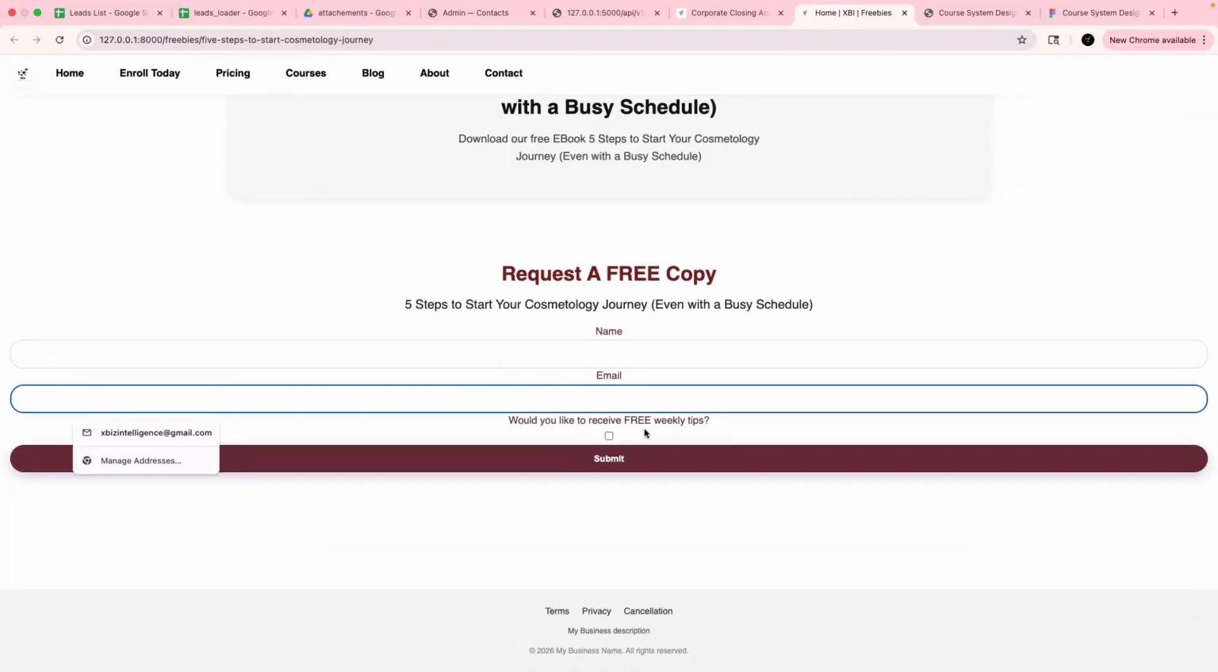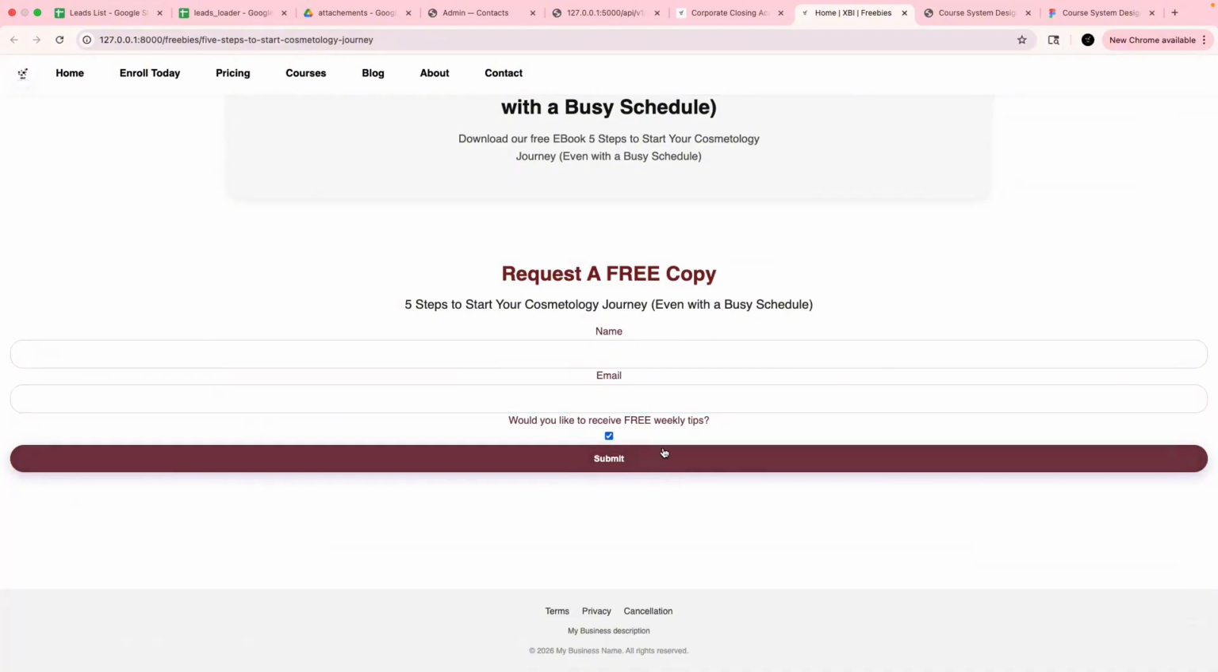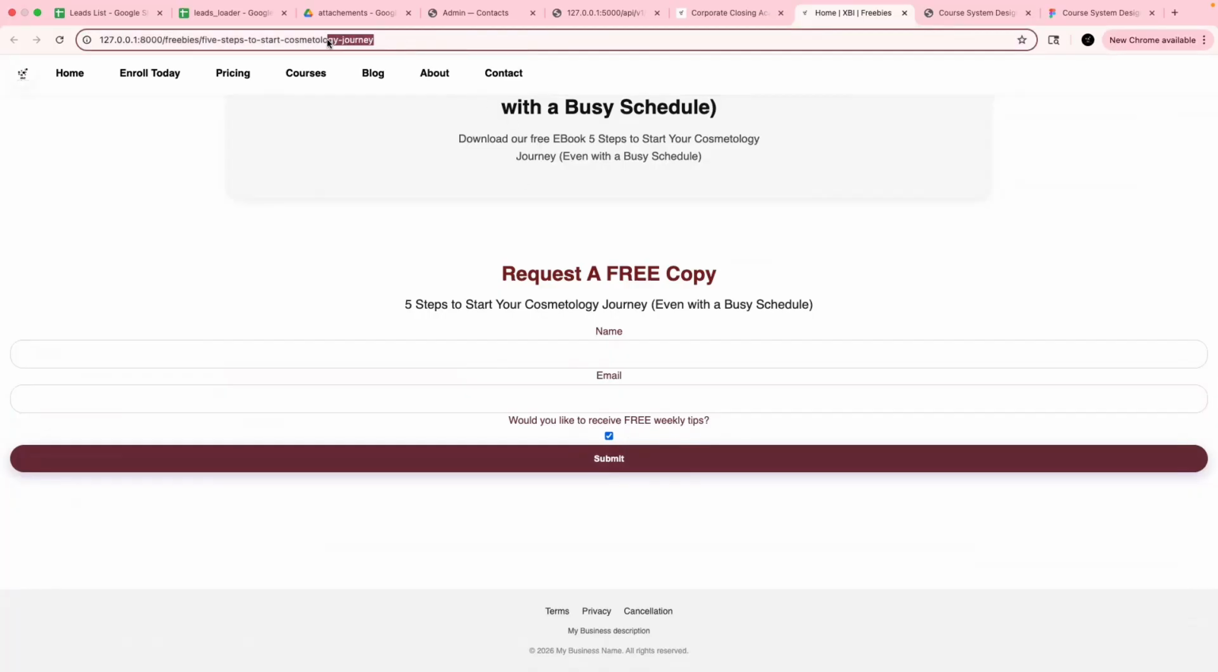So what would happen is, a lead would fill in their information and they would get emailed this guide. And there's an option: would you like to receive weekly tips? This is what we really want right here. This is them entering our lead nurturing system, entering to get weekly tips. So let's take a look at what this looks like. Now let's go to our admin.